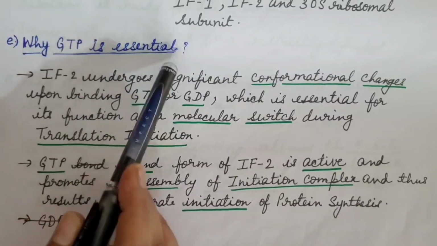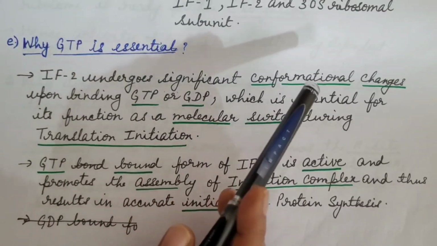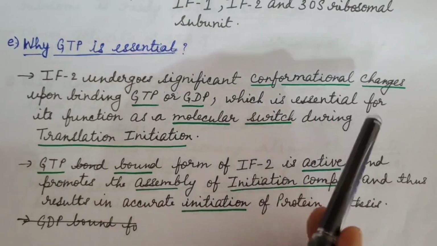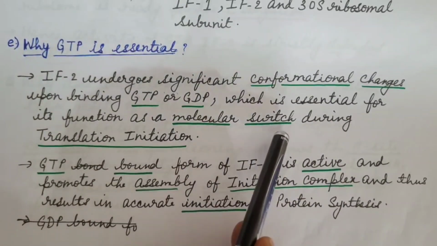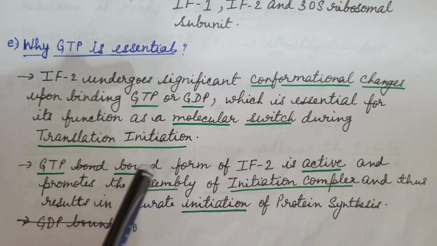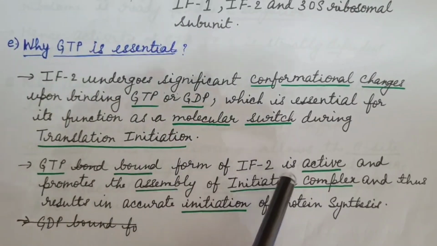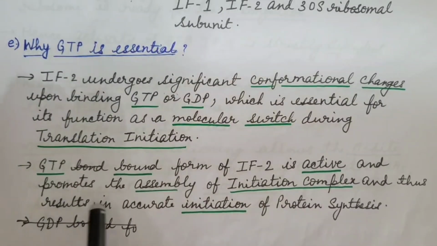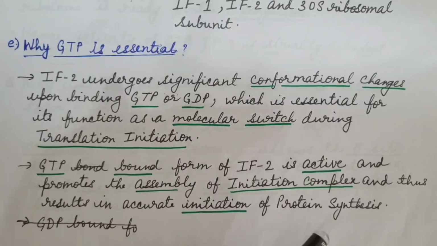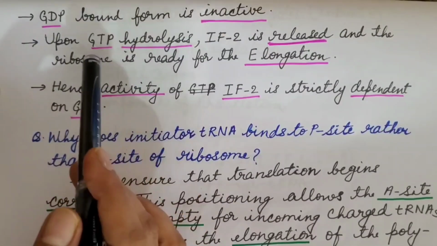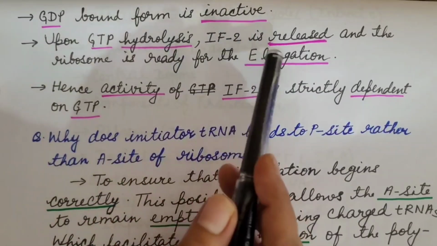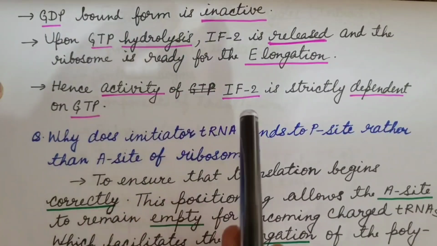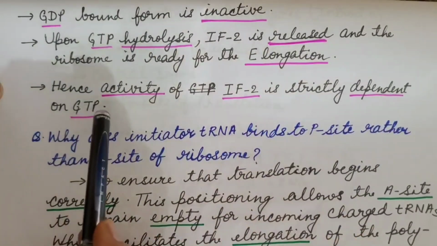Why is GTP essential? IF2 undergoes significant conformational changes upon binding GTP or GDP, which is essential for its function as a molecular switch during translation initiation. The GTP bound form of IF2 is active and promotes the assembly of the initiation complex, and thus results in accurate initiation of protein synthesis. The GDP bound form is inactive. Upon GTP hydrolysis, IF2 is released and the ribosome is ready for elongation. Hence, the activity of IF2 is strictly dependent on GTP.